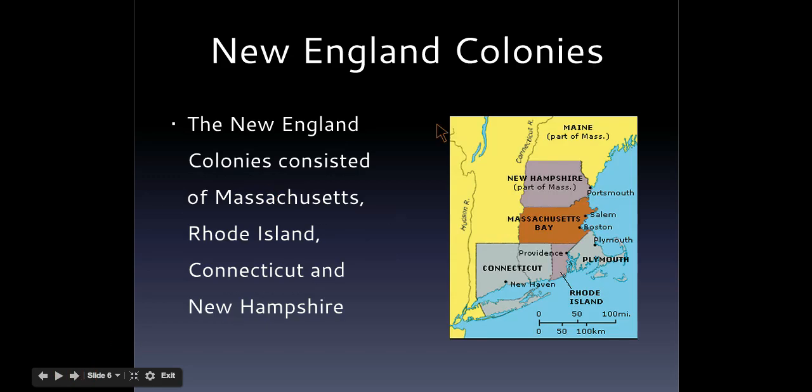Alright, the New England colonies. The New England colonies consisted of Massachusetts, and of course right here is Plymouth, where we know the Pilgrims landed, Rhode Island, Connecticut, and New Hampshire, which at this time was pretty much part of Massachusetts. So this list of the New England colonies does need to be copied down in your notes, so go ahead and take a second and copy it down in your notes page for today. Pause the video if you need to.